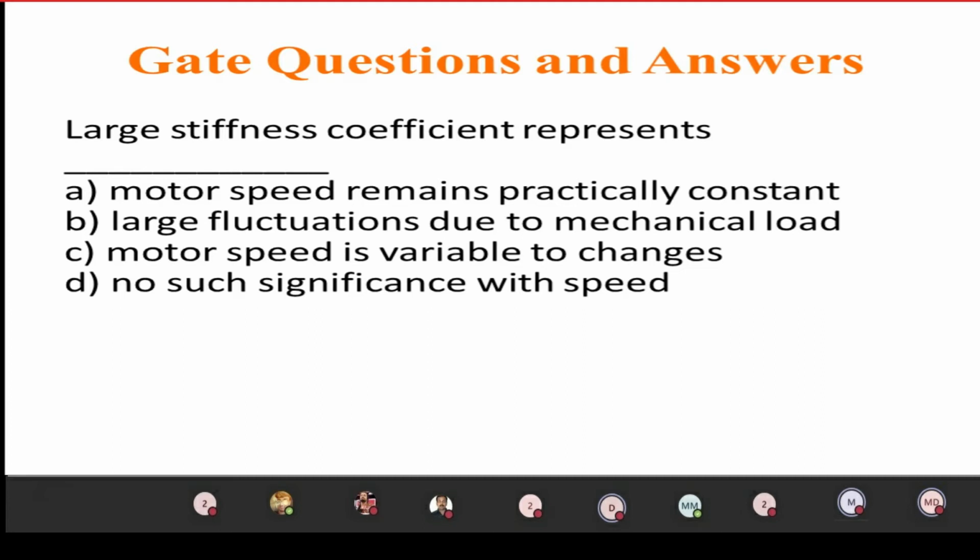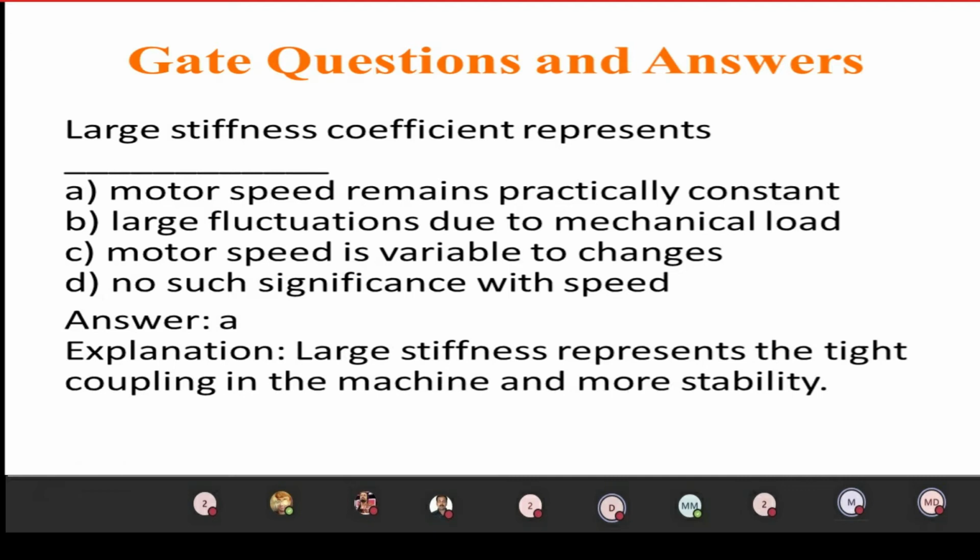Large fluctuation due to mechanical load. Motor speed is variable to changes. No such significant change with speed. So large fluctuations represent the tight coupling in the machine, and it becomes more stable. So option A may be the correct one. Let me check. Option A is the correct one.